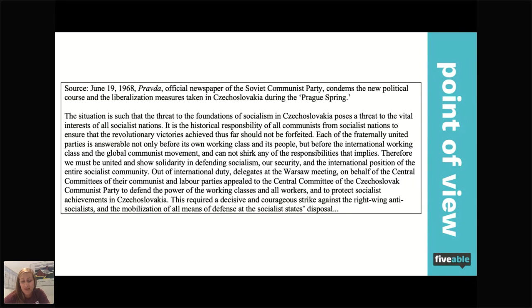Take a stab, guess in the comments: what do you think you could say about the point of view just by that statement? Official newspaper of the Soviet Communist Party. How is that going to influence this document? Take a guess in the comments.